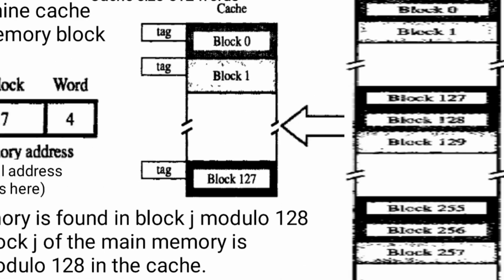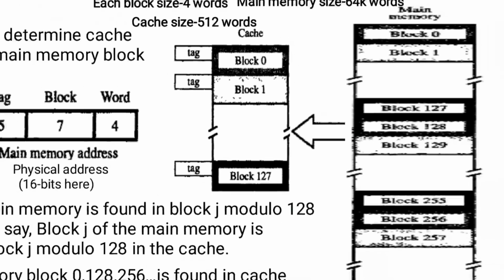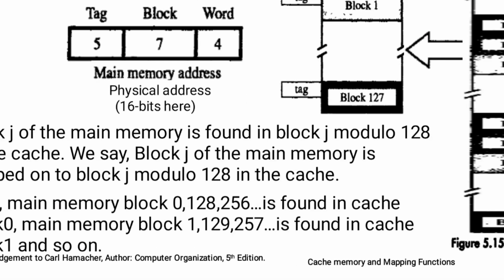Like this, several cache-size partitions can be made, and which partition a block is coming from is indicated by the tag bits in cache. That is what is given here. Thus main memory blocks 0, 128, 256 are all found in block 0 only, because 0 modulo 128 is 0, 128 modulo 128 is 0, 256 modulo 128 is 0.